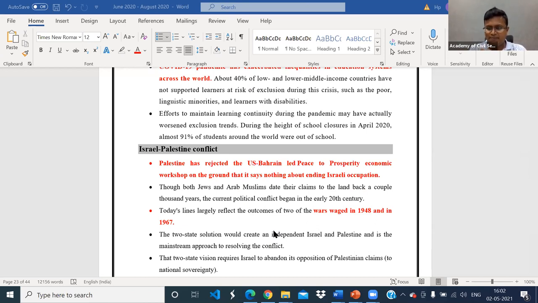Then different wars happened between Palestine and Israel in 1948 and 1967. Then presently, the US and Bahrain made a peace agreement, wanting to bring peace between Israel and Palestine.